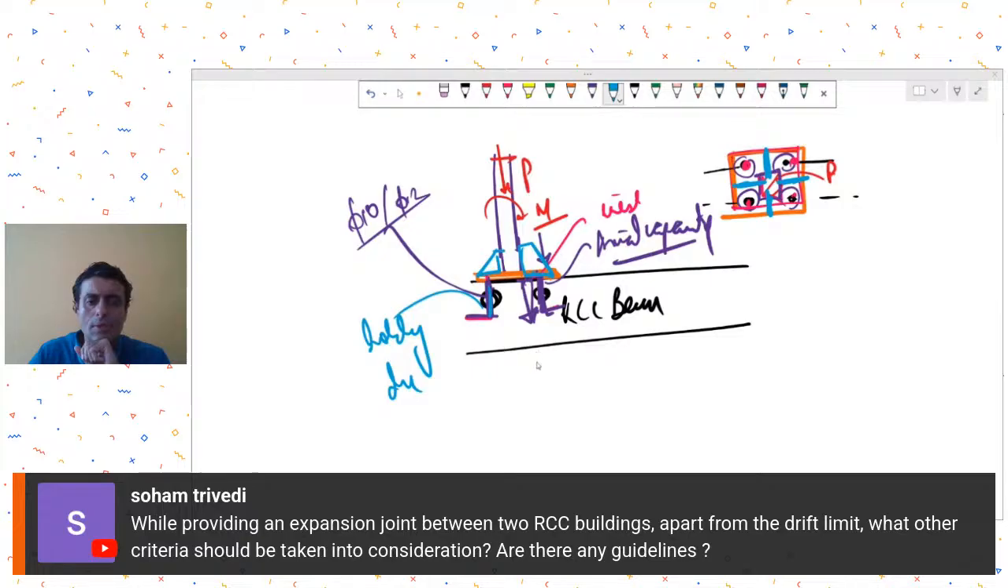Guidelines I'm not sure about, but if your drift criteria is met, then you need to focus on how, or with which material, you are going to effectively fill this gap. That is what I think. Okay.